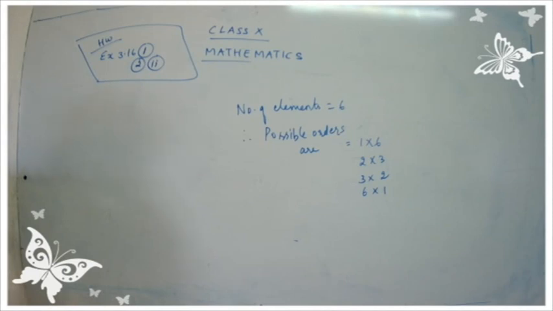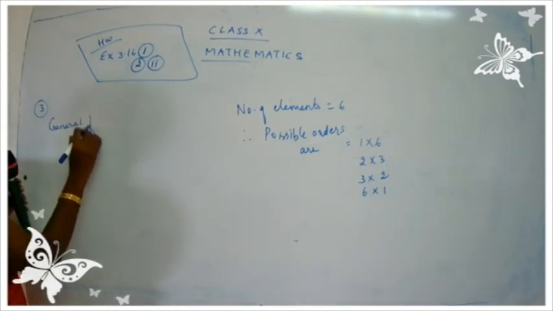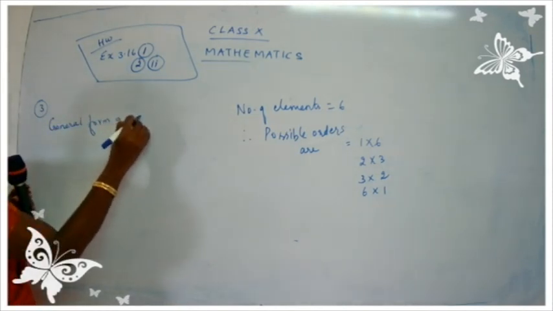This is a very easy sum. Let us work out. Construct a 3 by 3 matrix. So you have to construct a 3 by 3 matrix. So first of all, let me write the general form. Write down your general form. So general form of 3 by 3 matrix.